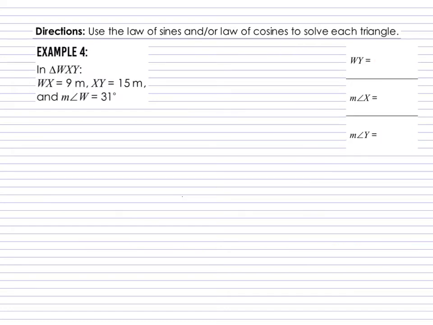Okay, so this is the last of these examples. So if you have not yet given one of these a try on your own, please do so, and then come back and check your work. So again, for this problem, we have to draw our own triangle. So I know that side XY is 15. I know that XW is 9. What I don't know is WY.